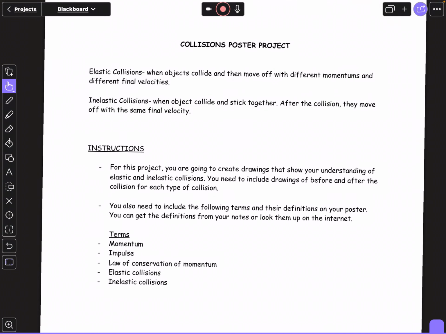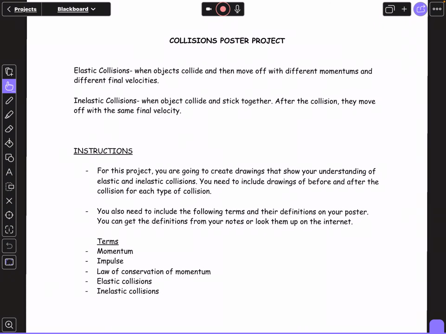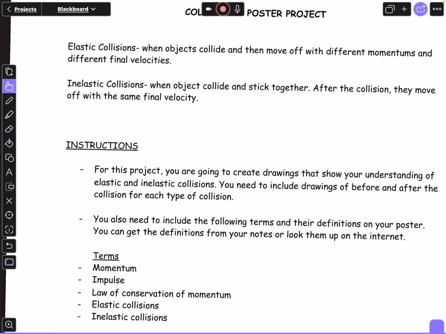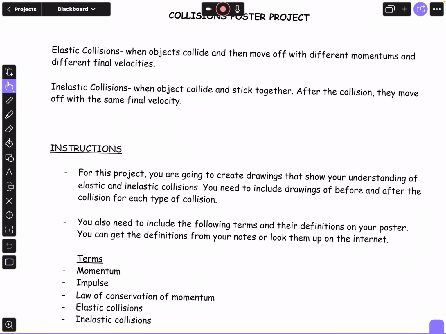Okay, in this video, we're going to talk about the collisions poster project and the instructions for that. There are two types of collisions. We have elastic collisions, when objects collide and then move off with different momentums and different final velocities. They do not stick together. Inelastic collisions are when objects collide and stick together, so after the collision, they move off with the same final velocity.